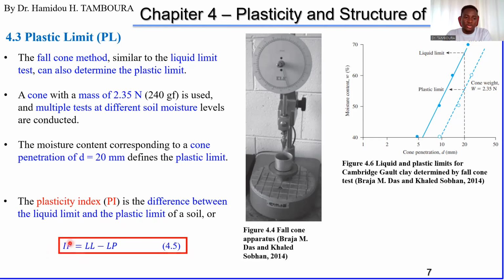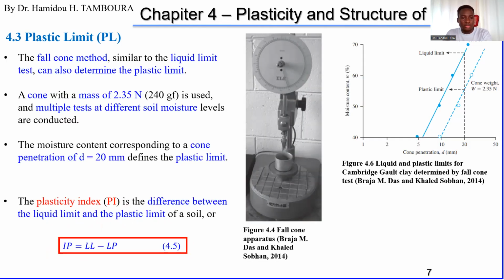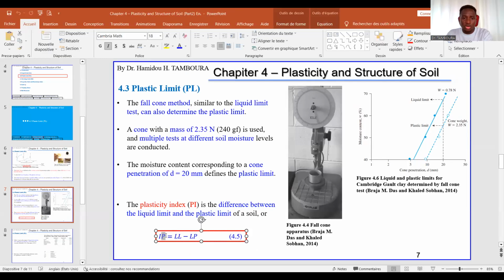Actually, IP is in French, so it should be PI. Okay, yeah. So PI, plasticity index. The plasticity index is really very important for the classification of soil.